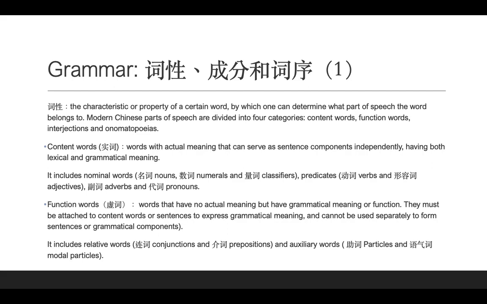So try to understand all these words, and later on when you're learning new vocabularies, try to memorize the 词性 of different words as well. So I'm going to meet you in the next lesson.